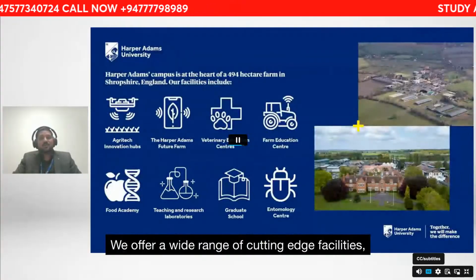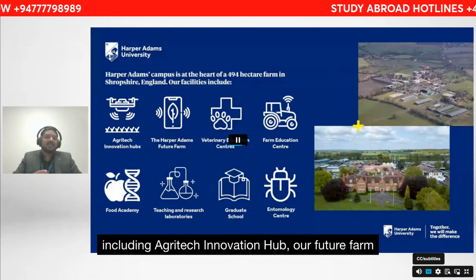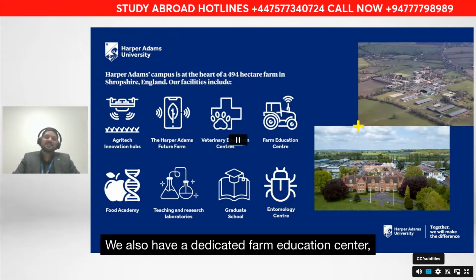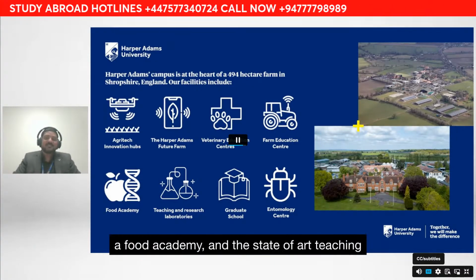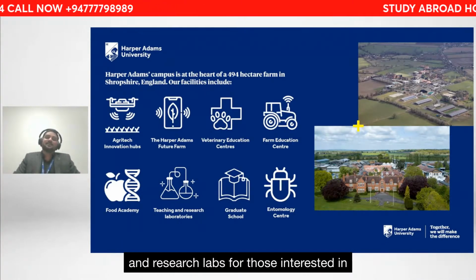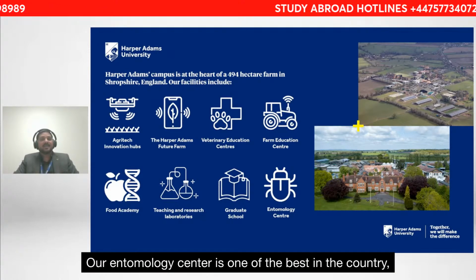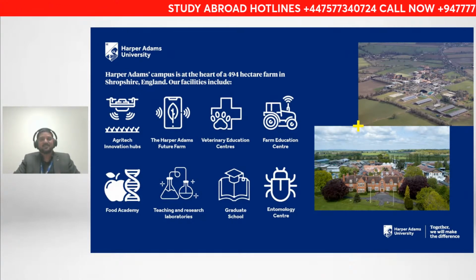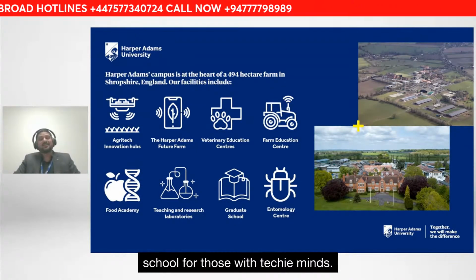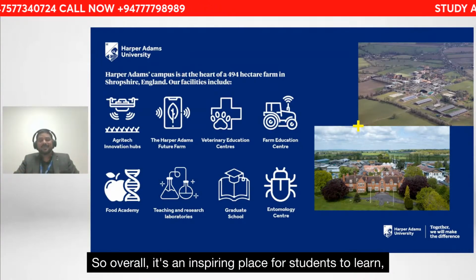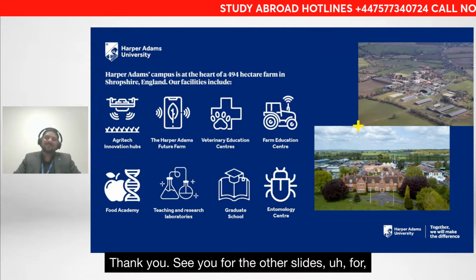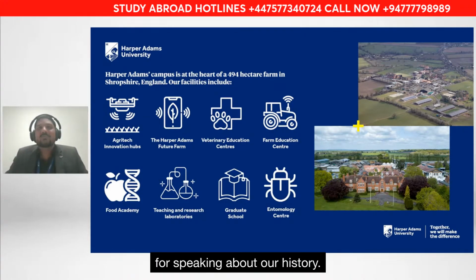We offer a wide range of cutting-edge facilities, including the Agritech Innovation Hub, our Future Farm, and vet education centers. We also have a dedicated farm education center, a food academy, and state-of-the-art teaching and research labs. For those interested in researching insects, our entomology center is one of the best in the country. And we have a collaborative simulation lab at the engineering school for those with techie minds. So overall, it's an inspiring place for students to learn, grow, and prepare for their future career. Thank you. See you on the other slides for speaking about our history.